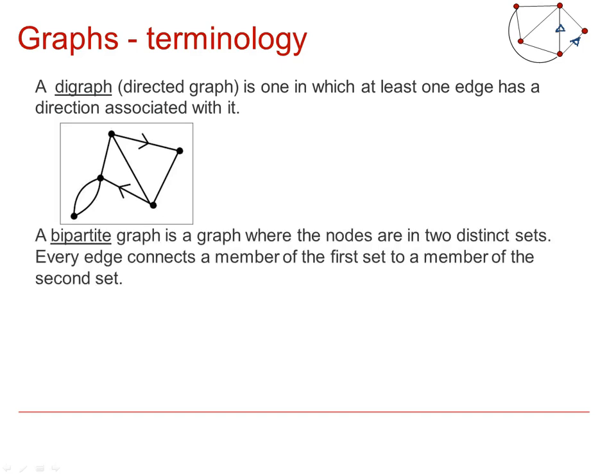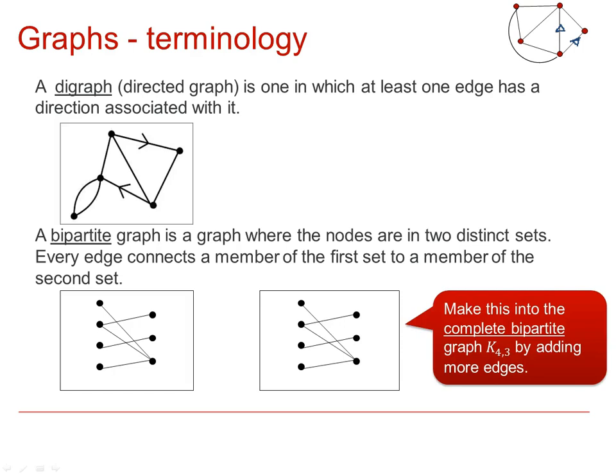A bipartite graph is where we have two sets of nodes, and the edges go from nodes from one set to nodes on the other. So here's an example of a bipartite graph.